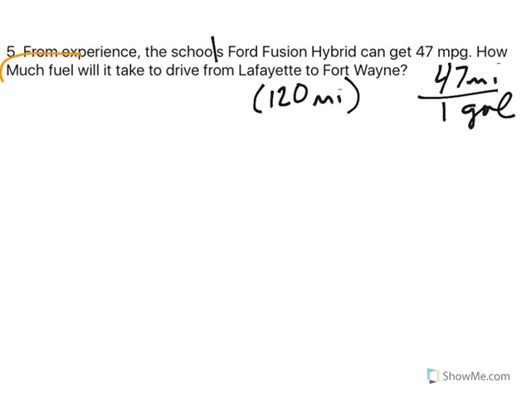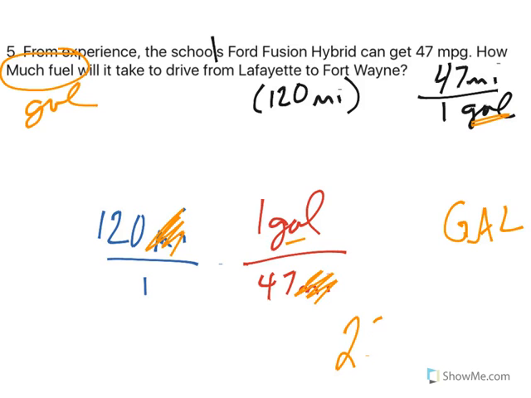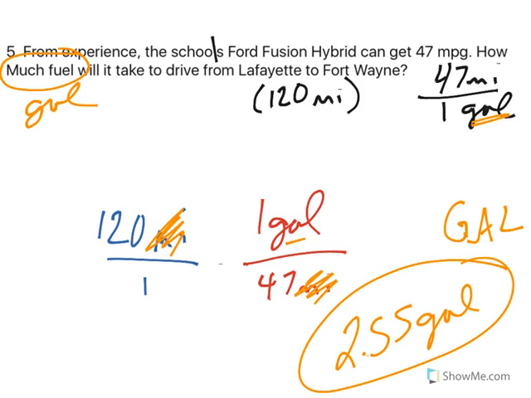So the question is, how much fuel? That's gallons. We want our final answer to be in gallons. This is the only spot that gallons shows up, so we need to have the 1 gallon over 47 miles as one of my ratios. Now, to get miles to cancel out, I'm going to have to put these 120 miles on the top. Miles cancel out, I'm left with gallons, and I divide, and this is going to take me roughly 2.55 gallons of gas to get there.